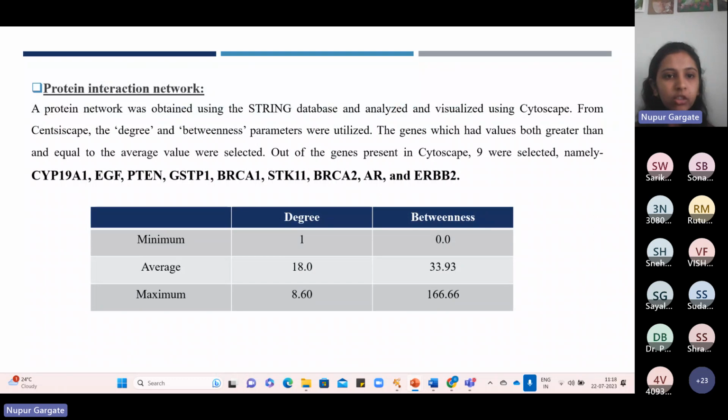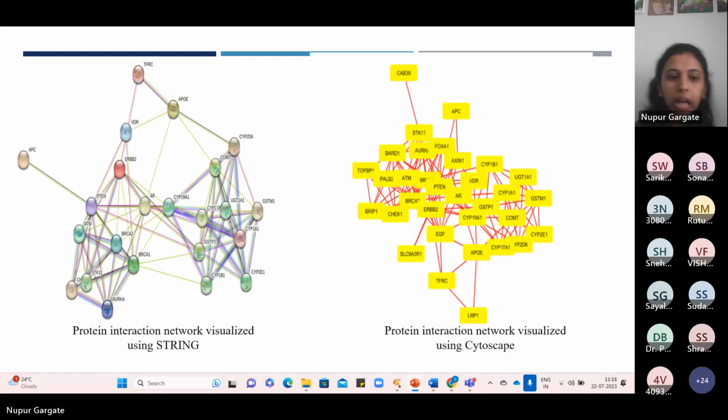The protein interaction network was obtained using the STRING database and was analyzed and visualized using Cytoscape. This is how the networks look. The left-hand side image shows how the protein interaction network looks in STRING, and the right-hand side shows how it looks in Cytoscape. We can see that there are nodes present, and these are the genes, and we can see what all relations are present between each of these genes.